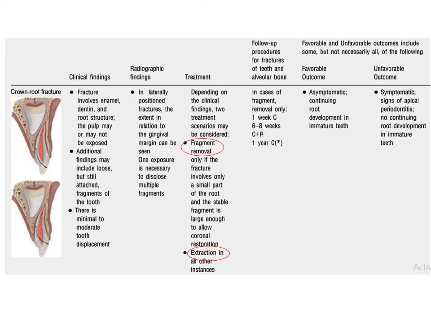If there is a crown root fracture, depending on where the fracture line is running, if the fracture involves the enamel, dentine and the root, and the pulp is not exposed, or if the tooth may be loose or attached to a fragment of the tooth, then we need to take a radiograph to check the fracture extent. The treatment that we can do is fragment removal if the fracture involves only part of the root and the stable fragment is large enough to allow the coronal restoration, or extraction in all other instances.